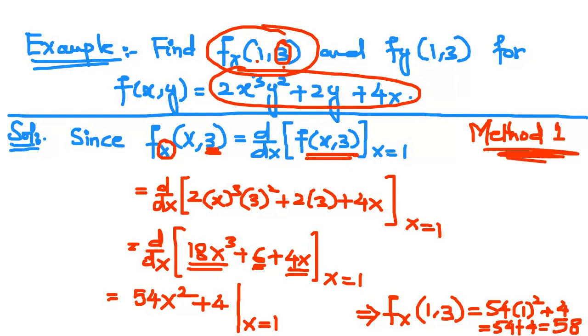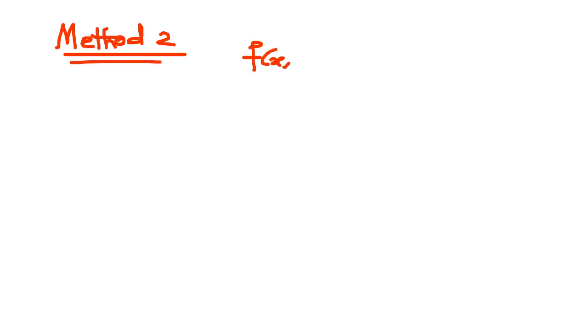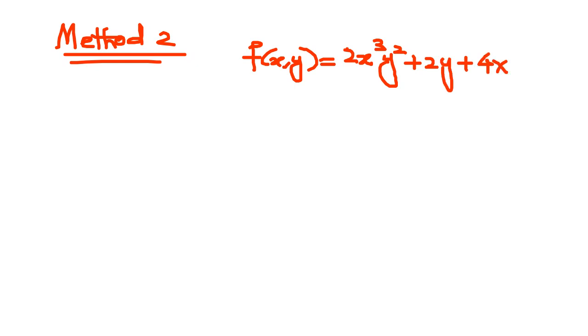I will explain the second method, which you find easy. You can attempt that in the final exam. Okay, the second method for finding the partial derivative with respect to x is this one. That function is given, f of xy is given, which is equal to 2x power 3 y square plus 2y plus 4x.